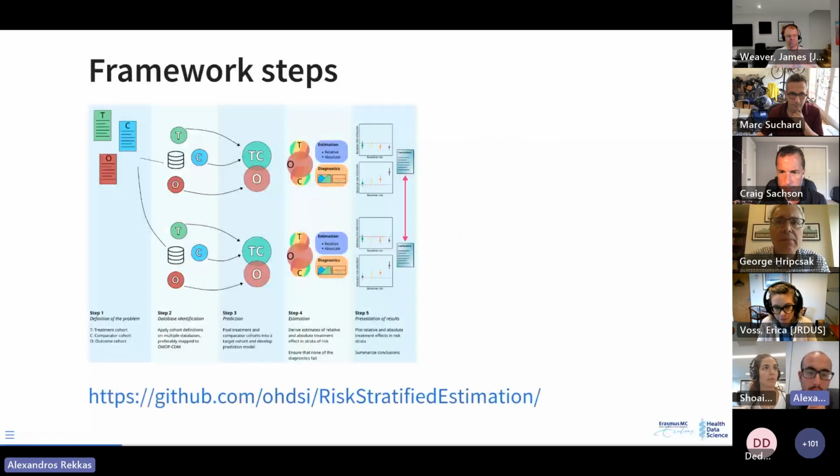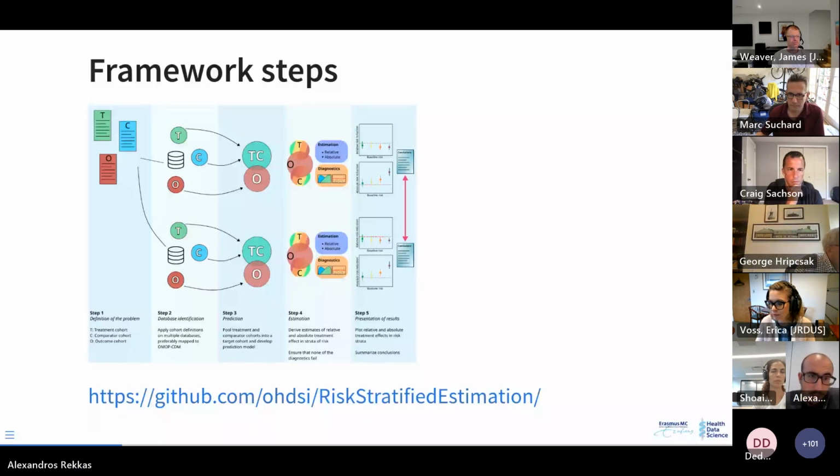So the framework that we developed works in 5 steps. In the first step, we define the problem that we want to study. So we need to define a treatment cohort, a comparator cohort, and 1 or more outcome cohorts. In the second step, we identify the database that we want to use, and we apply our cohort definitions using, of course, OMOP and Atlas and all this stuff.